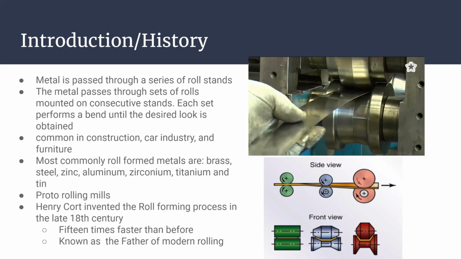Putter rolling mills, which date to around 600 BC, are the oldest example of rolling machinery, originating in the Middle East and South Asia. In the late 18th century, a man named Henry Quart invented the roll forming process as we know it today. His new design allowed mill workers to produce by the day 15 times the amount they were able to before. He is now known by many as the father of modern rolling.